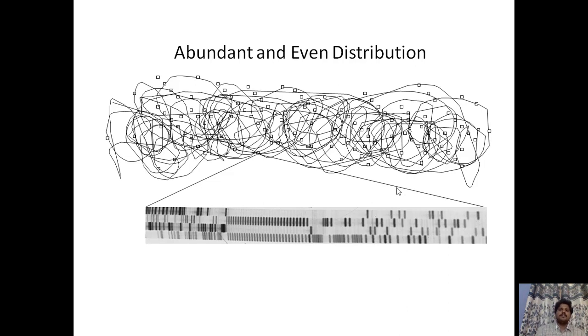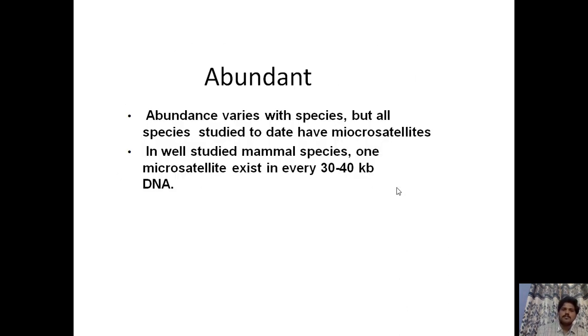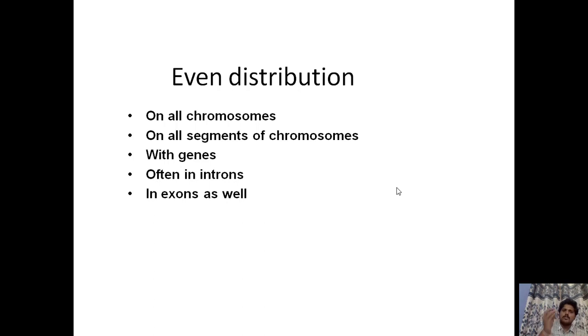Then this is abundant and evenly distributed. So what is abundant? Abundance varies with the species, but all species studied to date have microsatellites. In well-studied mammal species, one microsatellite exists in every 30 to 40 kb of DNA. Then even distribution on all the chromosomes, on all the segments of the chromosomes, with the genes, often in the introns and in exons as well. Exons are nothing but coding sequences.